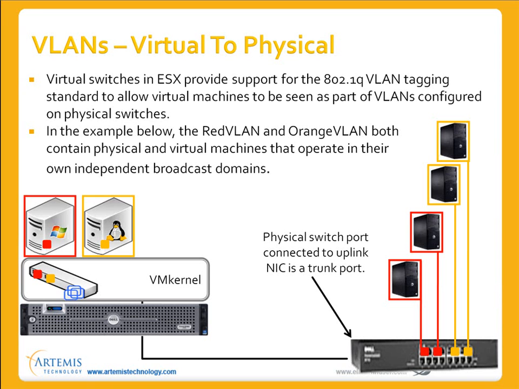Now you can have virtual machines configured to connect to VLAN 101, virtual machines configured to connect to VLAN 102, 103, 104, as many VLANs as you need. Of course, you have to abide by the maximum VLANs that ESX supports, and we're going to talk about maximums in virtual networking towards the end of the module.